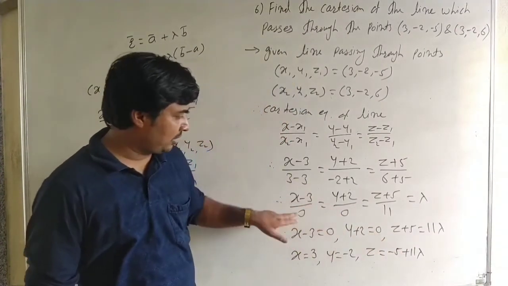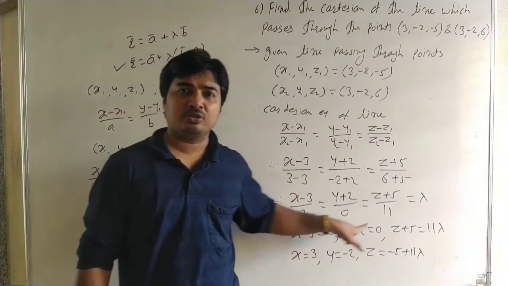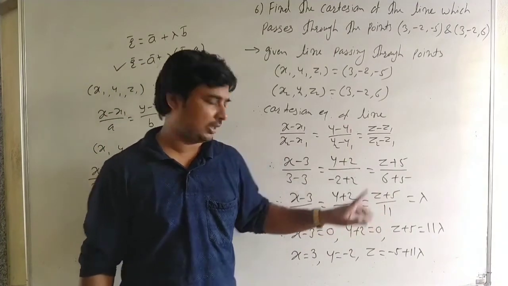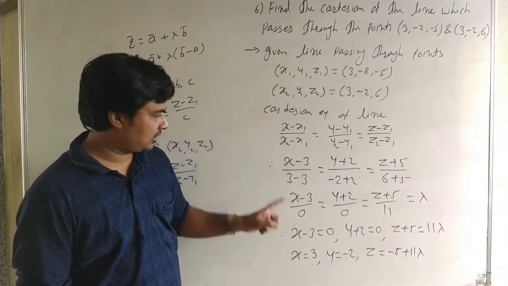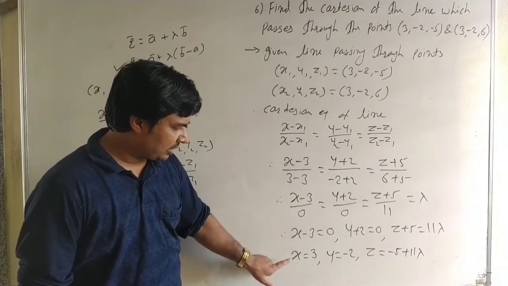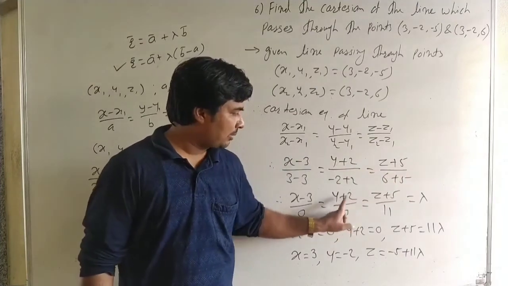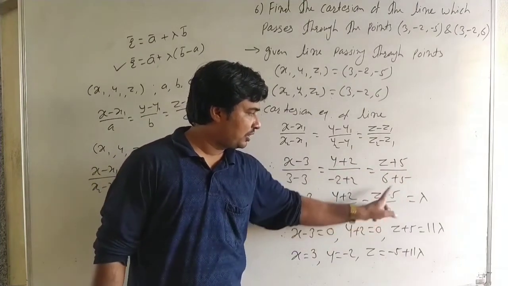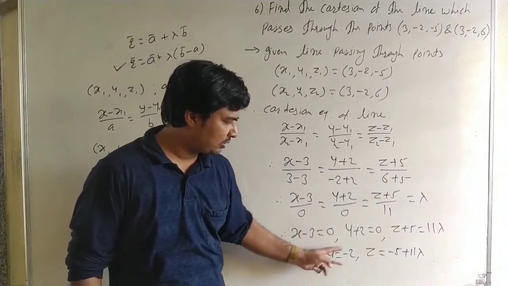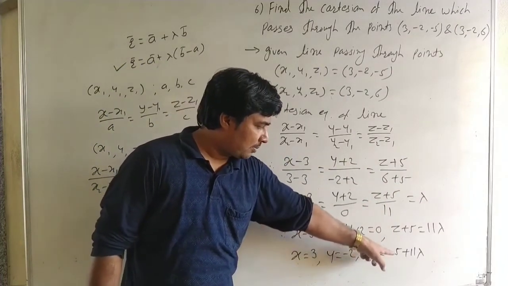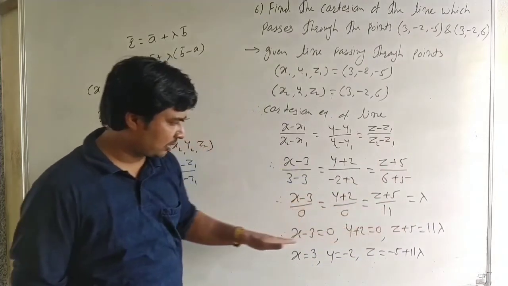When the denominator is 0, the denominator gives the direction ratios of the line: 0, 0, 11 are the direction ratios of the line. When the denominator is 0 in the Cartesian form of the equation of line, we can write this equation in this form: x minus 3 upon 0 is equal to lambda, y plus 2 upon 0 is equal to lambda, z plus 5 upon 11 is equal to lambda. So we can write x is equal to 3, y is equal to minus 2, and z is equal to minus 5 plus 11 lambda. Here lambda is a parameter. It is the equation of line in a parametric form.